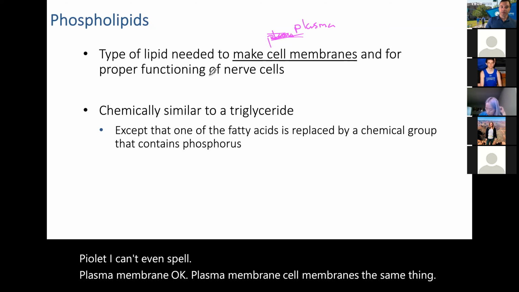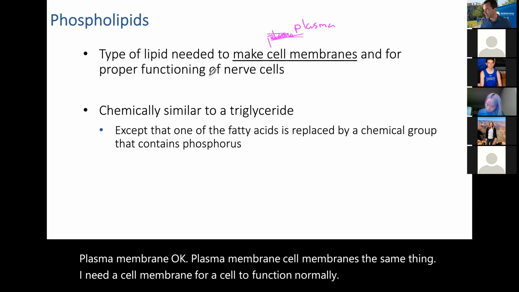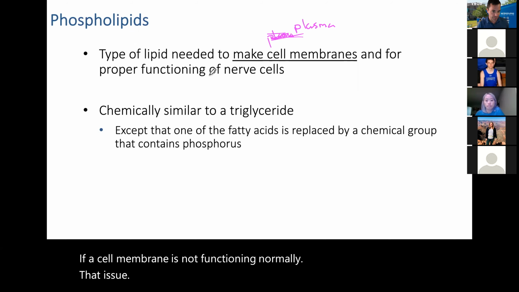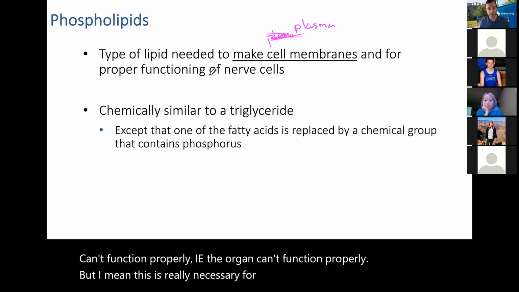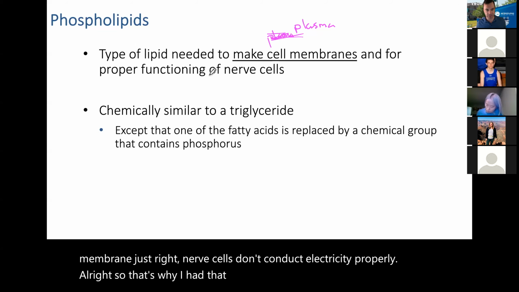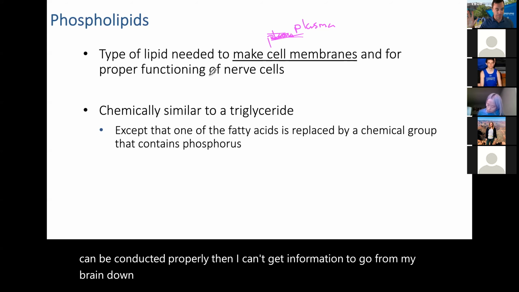I need a cell membrane for a cell to function normally. If a cell membrane is not functioning normally, the tissue can't function properly, i.e. the organ can't function properly. But this is really necessary for nerve cells. If I don't have the plasma membrane just right, nerve cells don't conduct electricity properly. That's why I have that listed here specifically. If electricity can't be conducted properly, then I can't get information to go from my brain down to my pinky finger or my pinky toe.